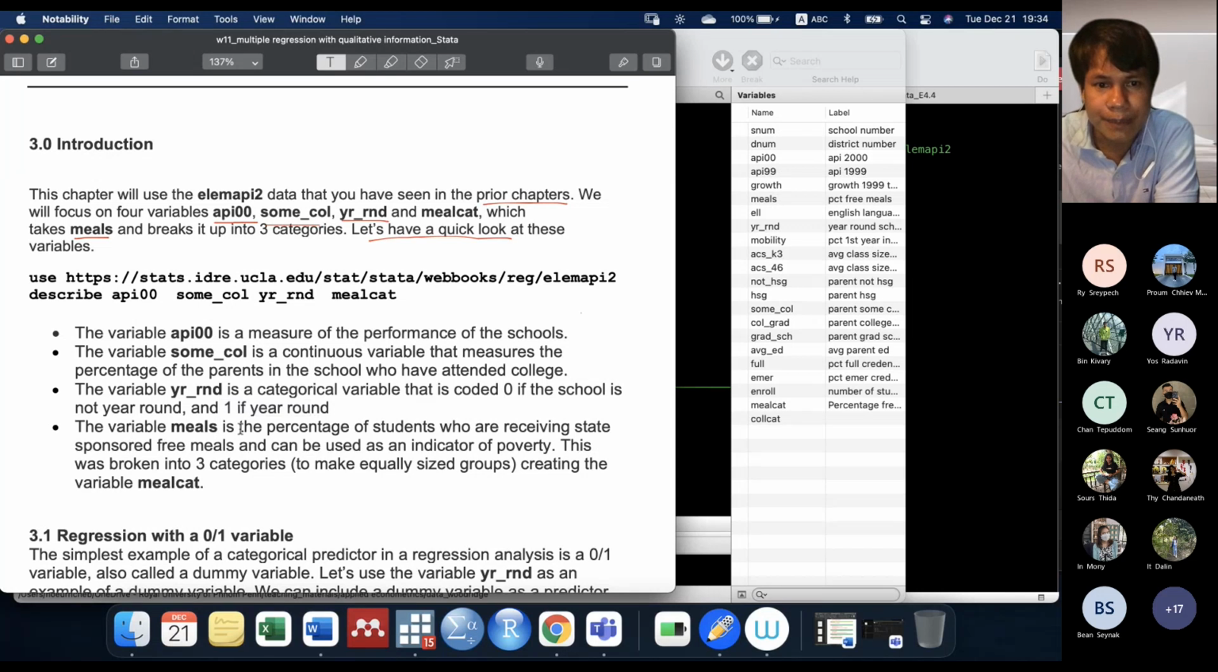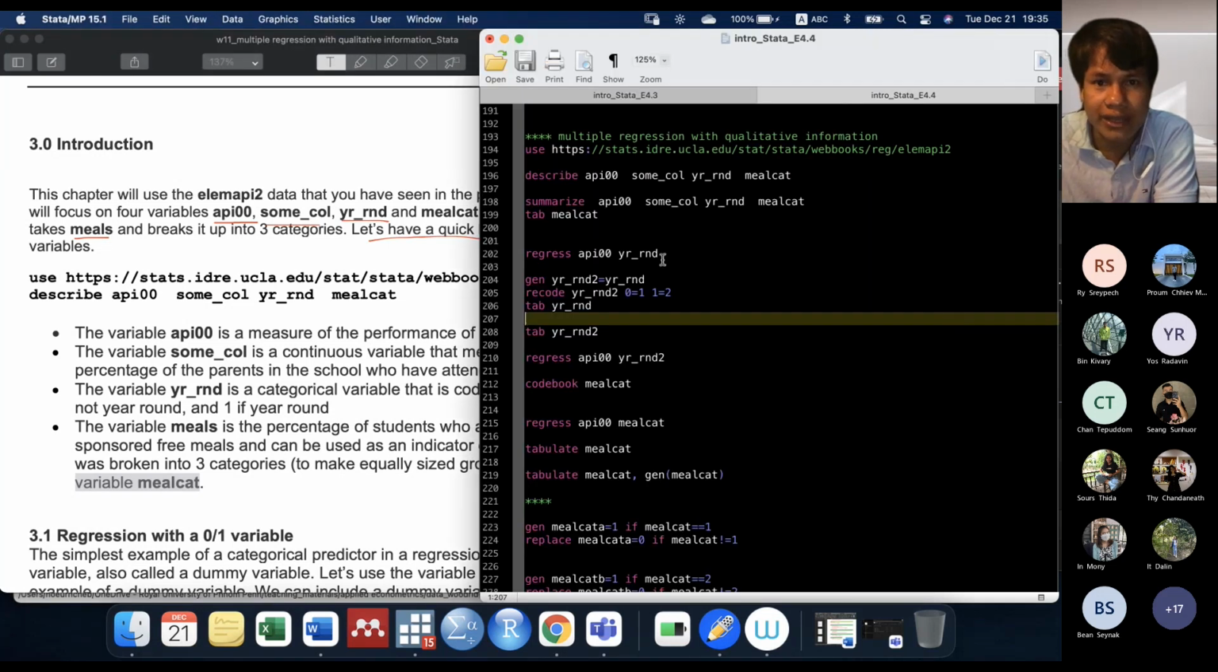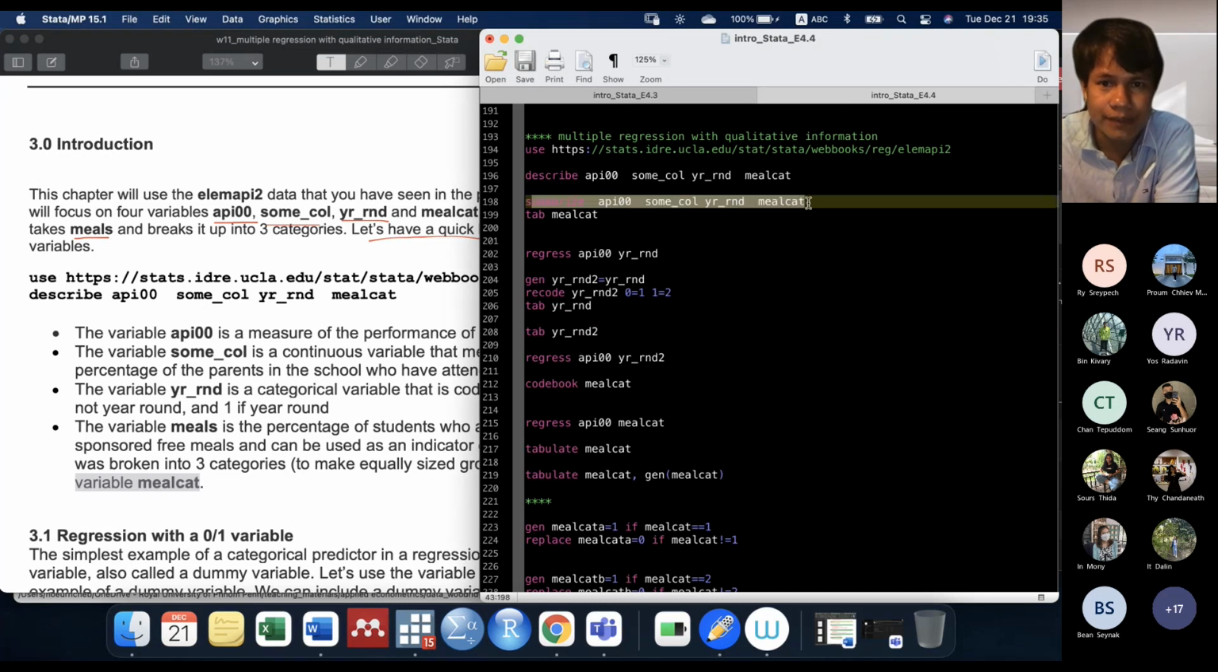Variable meal is the percentage of students who have received state-sponsored free meals and can be used as an indicator of poverty. This was broken down into 3 categories to make equally sized groups, creating meal cat. So meal cat is the categorical variable. It was originally transformed from meal. In order to understand more about the data, guys, you can just write summarize like I did here, right? Summarize all the 4 variables. You should obtain the summary statistics.